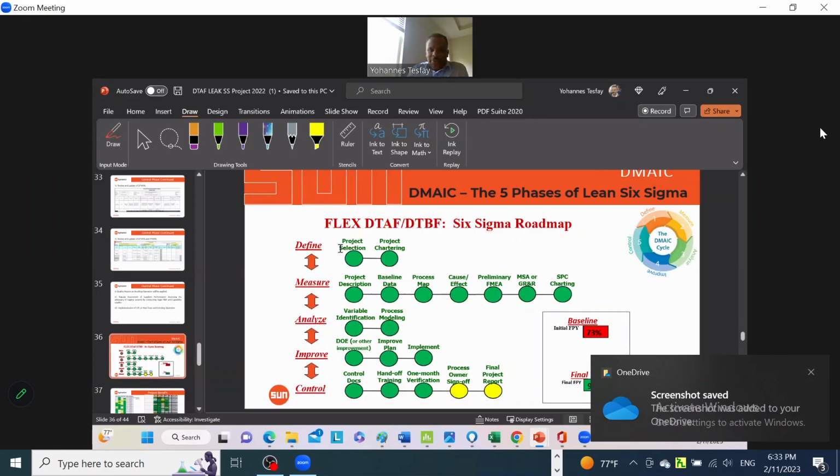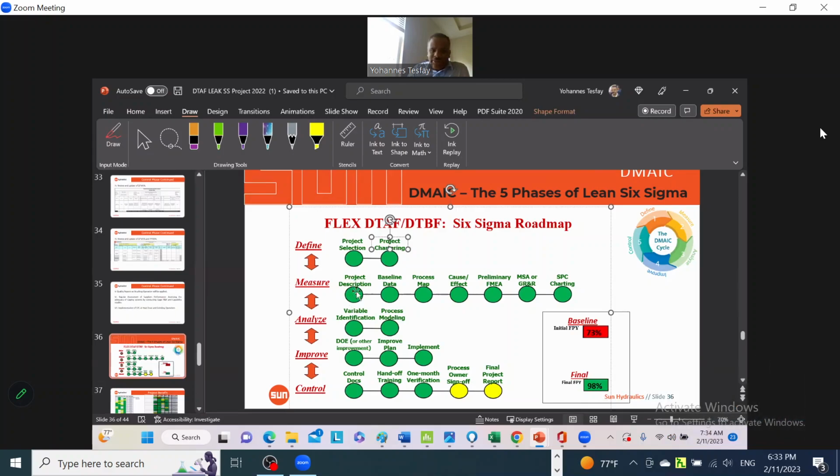In the define phase, project selection and project chartering, that's already done. Measure: project description, baseline data, process map, cause and effect, preliminary FMEA, gauge, and SPC. Analyze: variable selection, process modeling, and design of experiments. And improve: design of experiments, improve plan and implementation. And control: documents, and hands-off training if training is needed, one month verification, process owner sign off, and final project report. And this is the five-step DMAIC process.